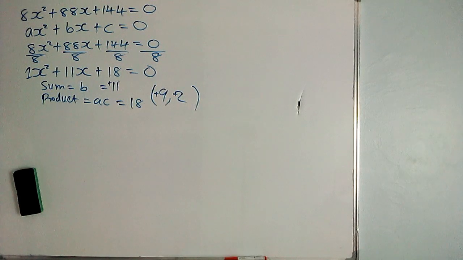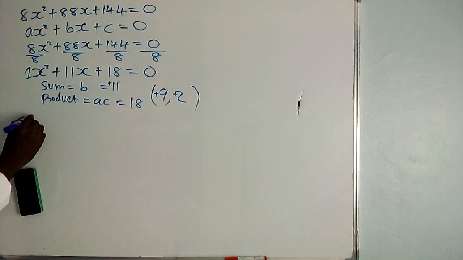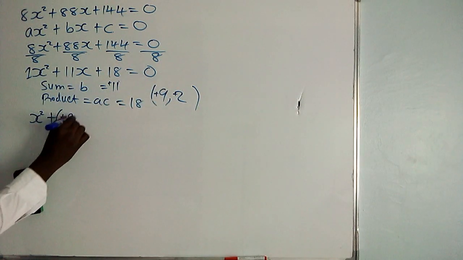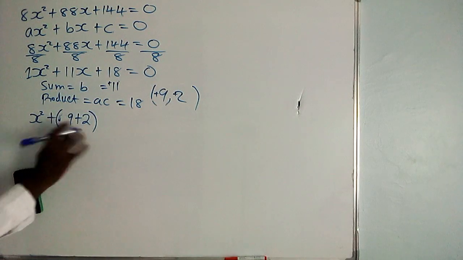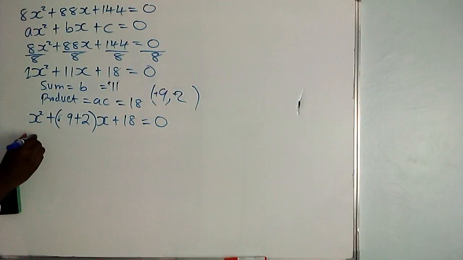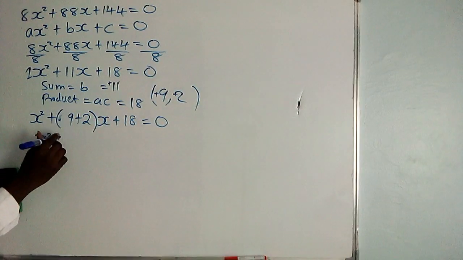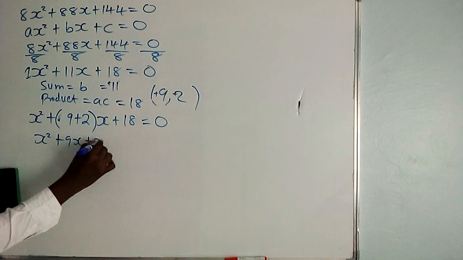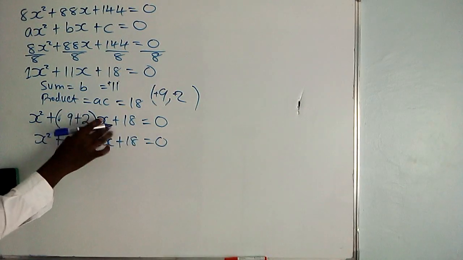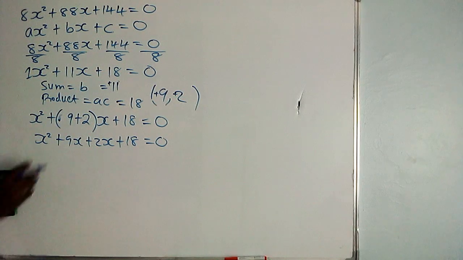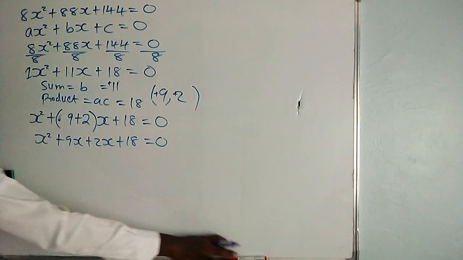So in our equation, we now have x squared, then plus, where there is 11, we now put 11 is the same as 9 plus 2, isn't it? So it is 11x, then plus 18 is equal to 0. So we have x squared plus 9x plus 2x plus 18 is equal to 0, isn't it? Having done that, we now form the two factors, isn't it?